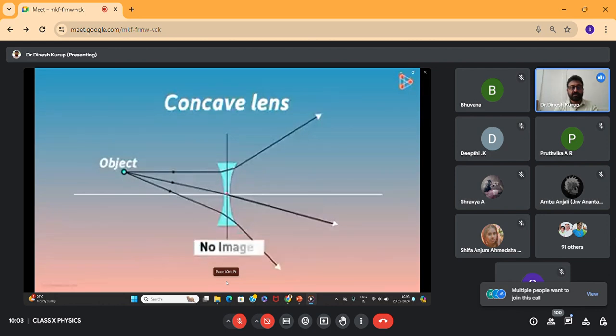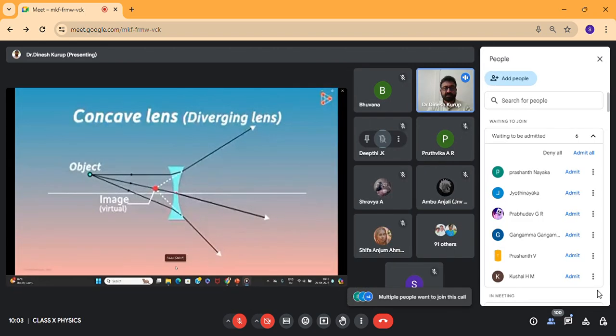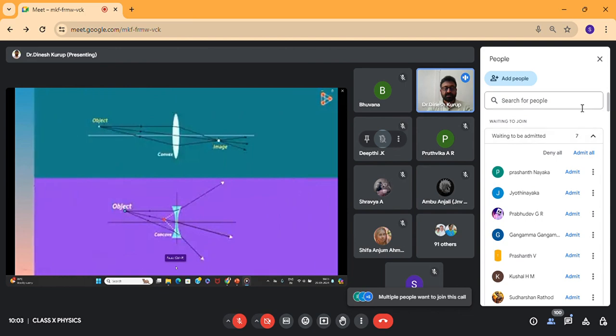But since they do not intersect at a common point, does that mean no image is formed? Well, the image is formed. If we extend all these rays backward, they all meet at this point. The virtual image is formed at this point. This is the pattern by which a concave lens refracts rays of light. It diverges all the light coming from a point. Hence, it's called a diverging lens.